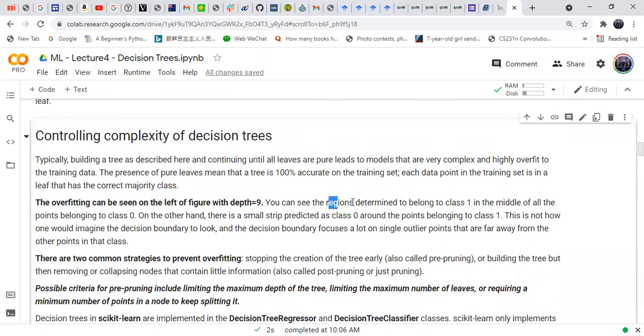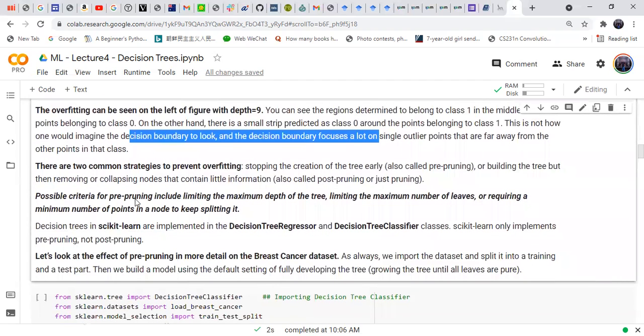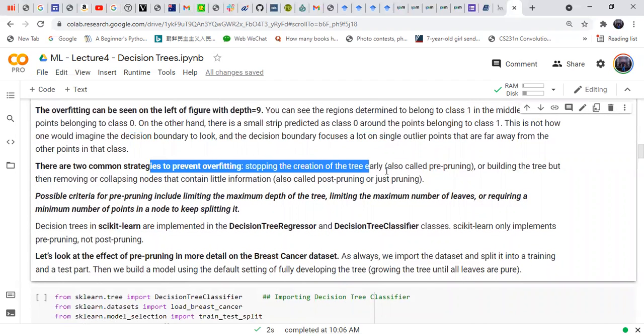You can see that the regions determined to belong to class 1 are in the middle of all the points belonging to class 0. On the other hand, there is a small strip predicted as class 0 around the points belonging to class 1. This is not how one would imagine the decision boundary to look. The decision boundary focuses a lot on the single outlier points that are far away from the other points in that class. There are two common strategies to prevent overfitting.